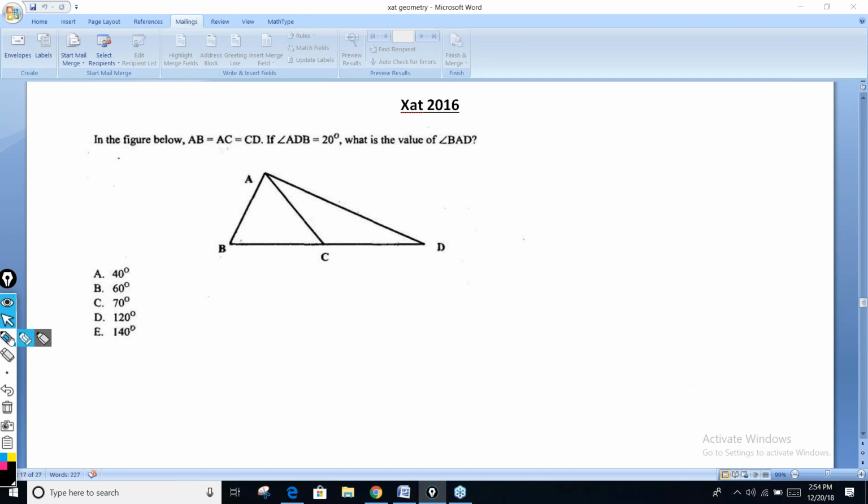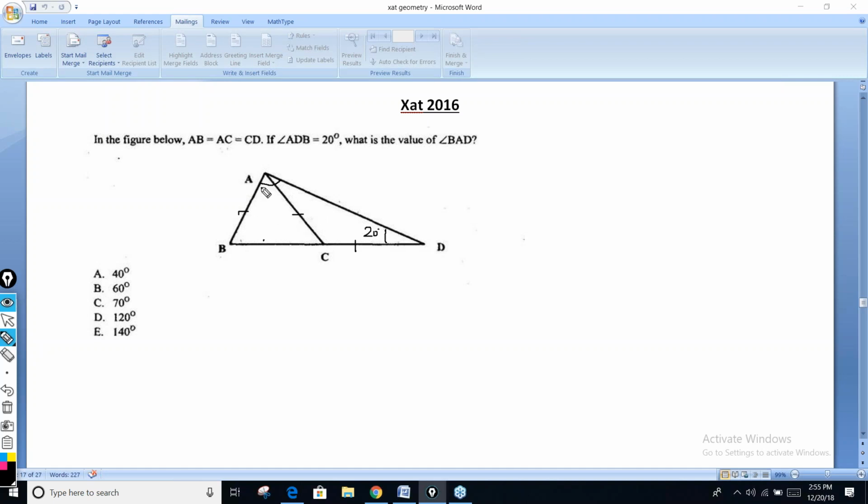This was the easiest question, I think, among all the questions. It says AB is equal to AC is equal to CD. If angle ADB is given as 20 degrees, we have to find the value of angle BAD. This complete angle we need to find out.